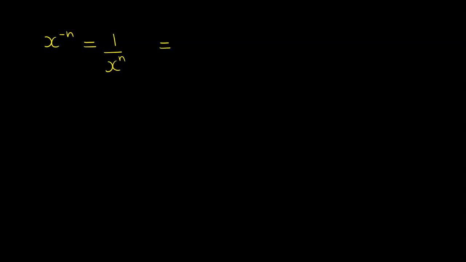Let's take a look at one variable. We have y to the power of negative 3. If we want to make y into a positive exponent, what we have to do is simply write 1 over the base, which is y over here, and the power, which is 3.